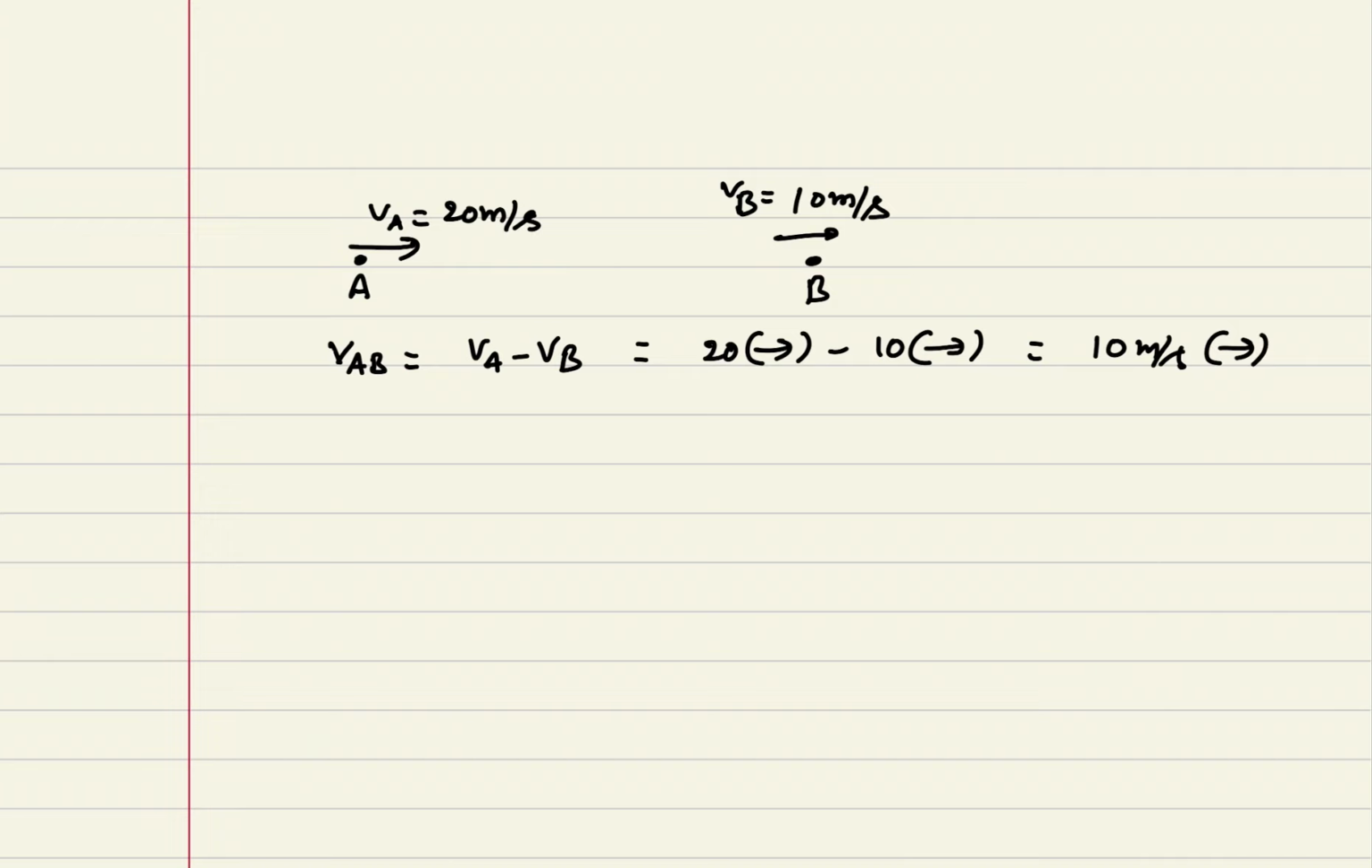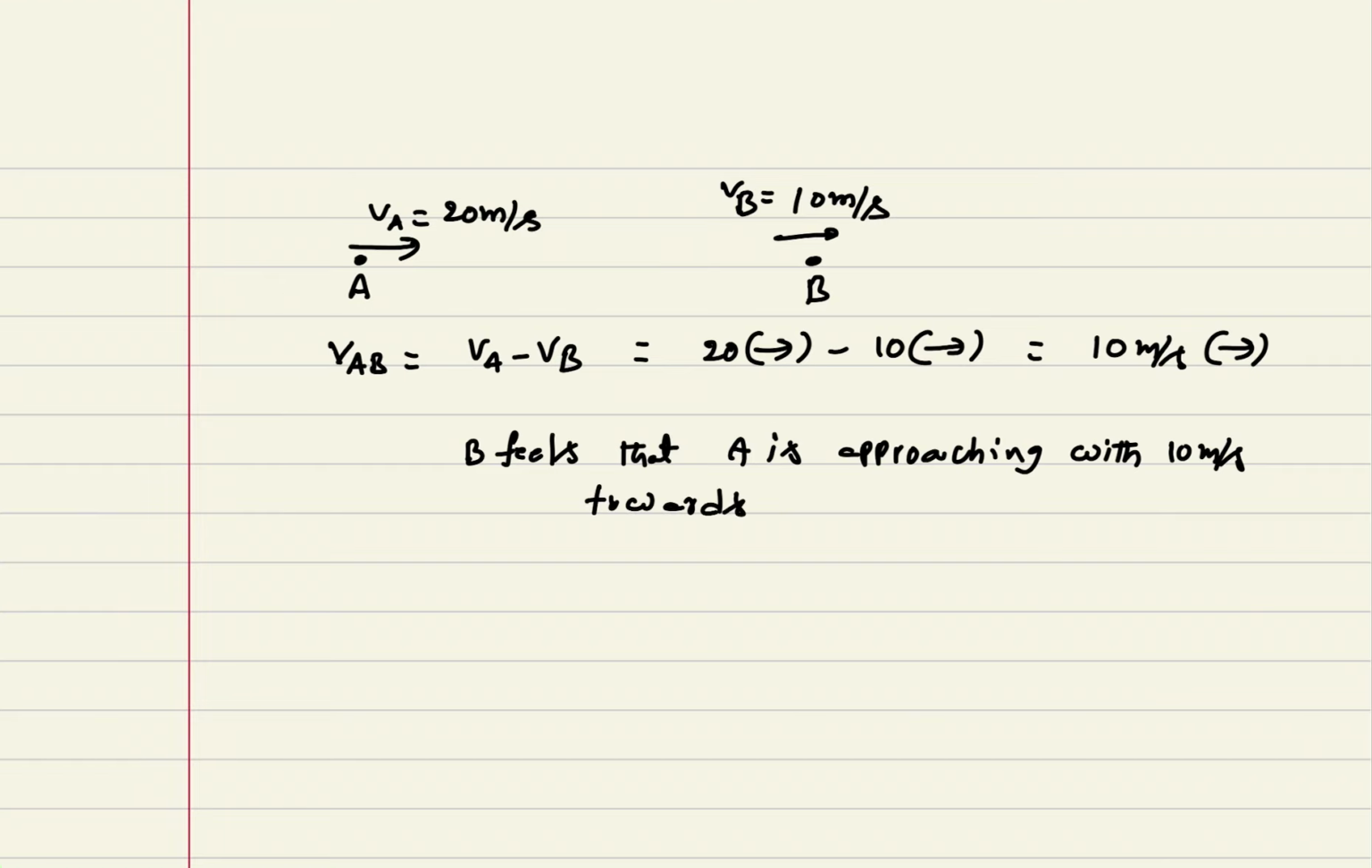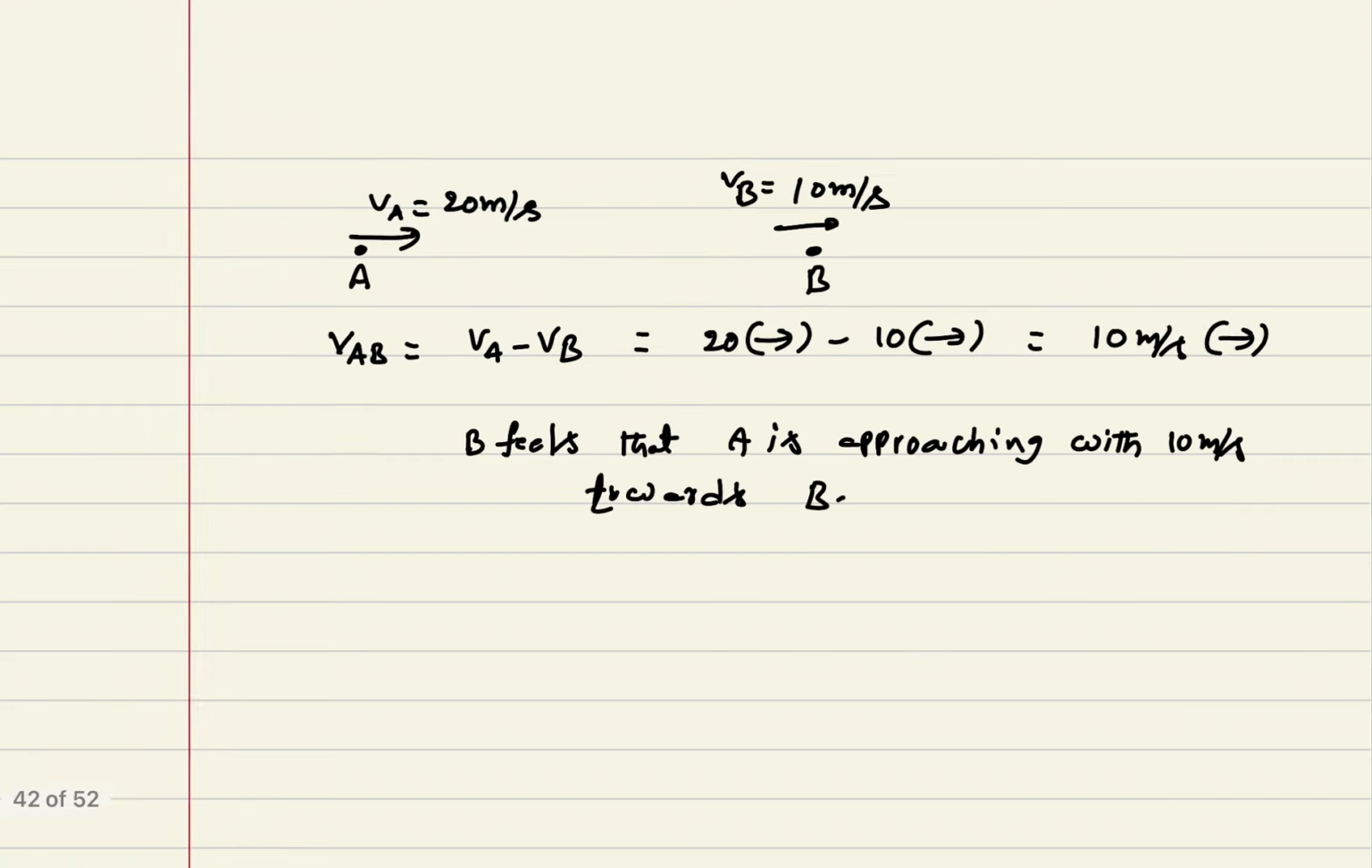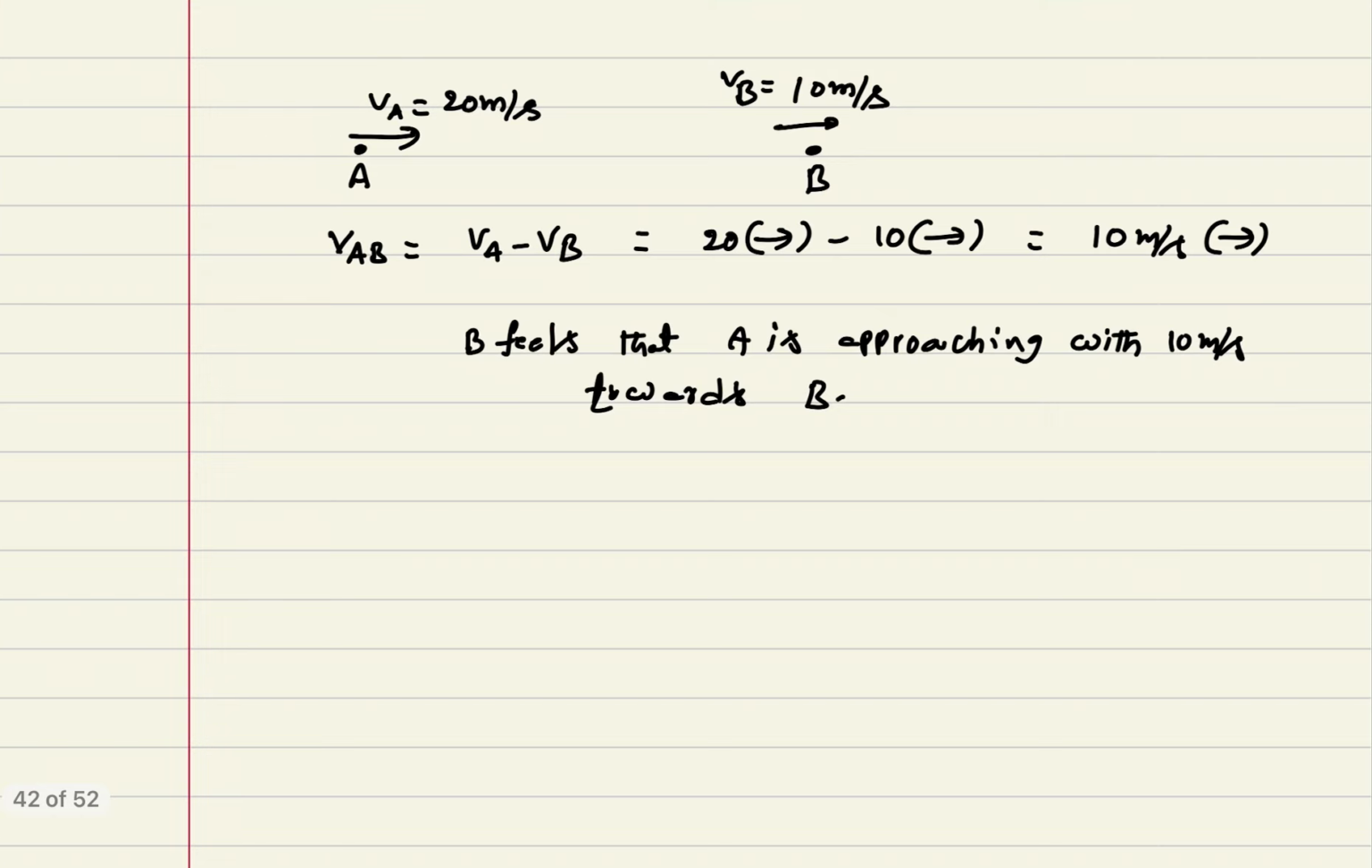Now, velocity of A with respect to B means B is feeling that A is approaching. With what velocity is it approaching? 10 meter per second. So, I am writing: B feels that A is approaching with 10 meter per second towards B. That is the meaning of this.